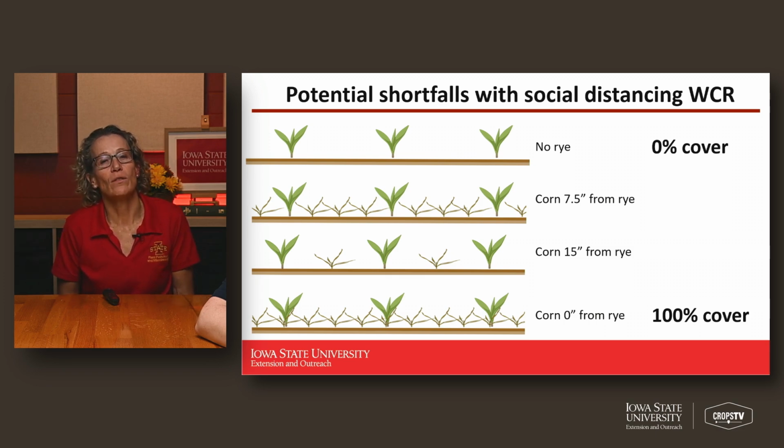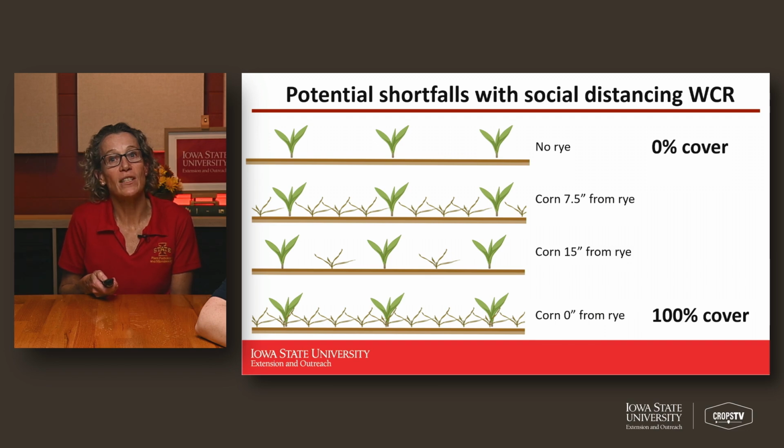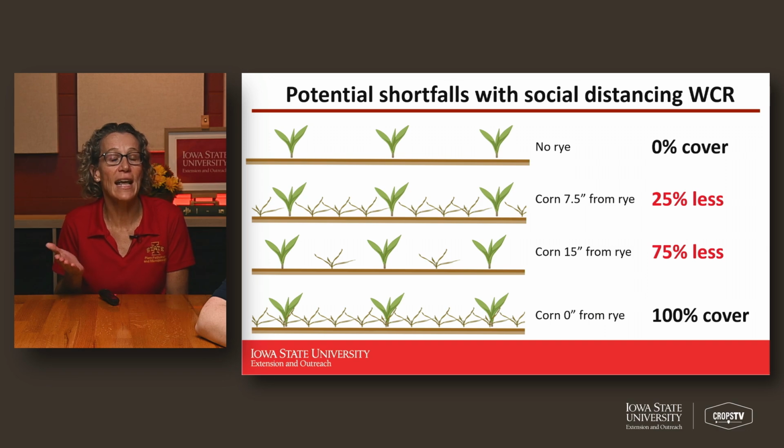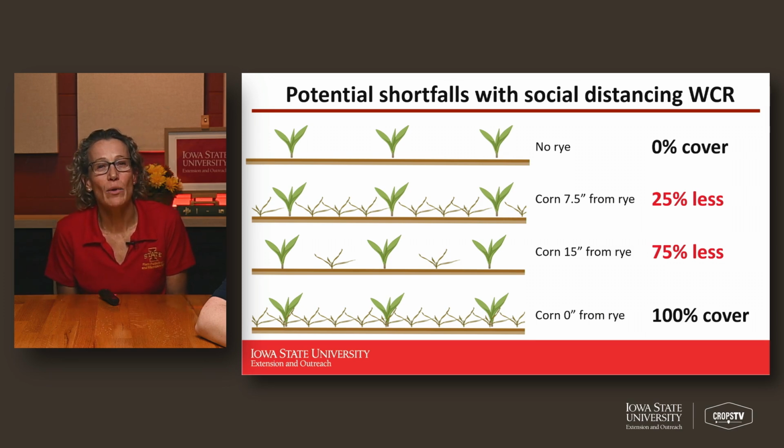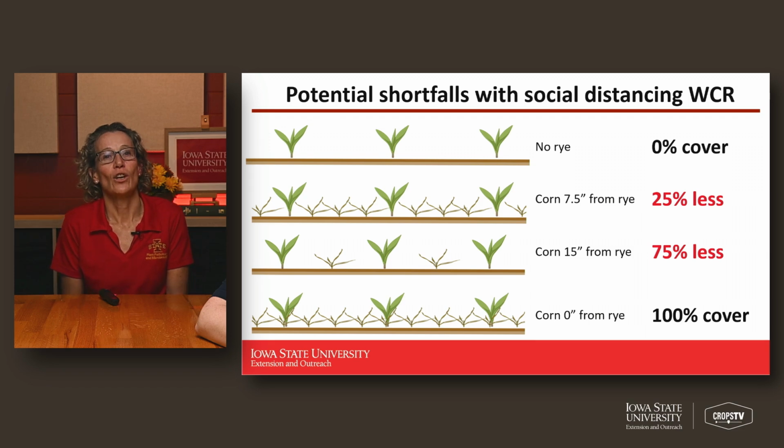So if we have no rye on the landscape, then we have 0% cover. If we drill that rye onto the landscape, then 100% of our field is covered with residue. And when we socially distance the rye from corn, we now have 25% of the land covered with cereal rye, or 75% less. And so that brings up a lot of questions, right, regarding why we are planting this cereal rye. We're planting it for ecological and environmental reasons.